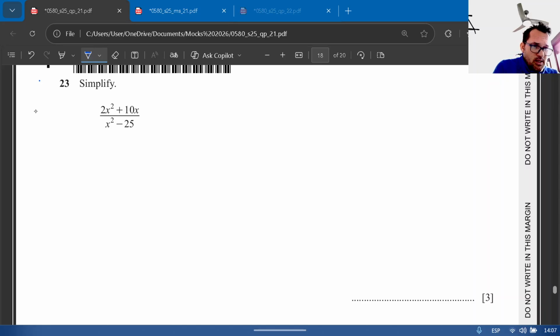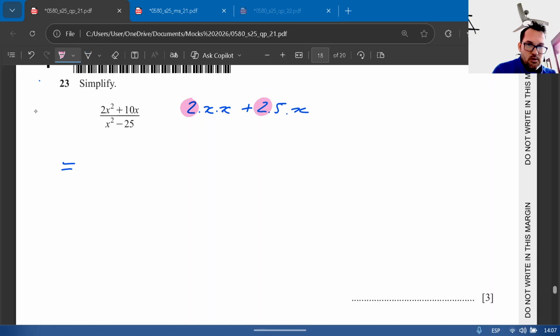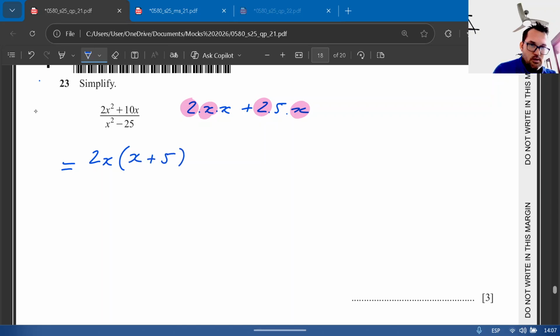Okay. Let's factorize. 2x squared is 2 times x times x. 10 can be broken down into 2 times 5, and there's an x. So let's get the common factors from here. There's a 2, it's the common factor of 2, right? And an x. We can take an x. So factorizing that will have us 2x in front. Bracket, there's an x. There's a plus. And there's a 5. Top factorized. Probably get 1 mark already.